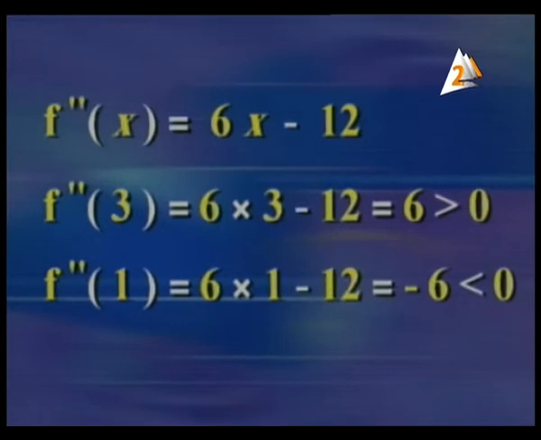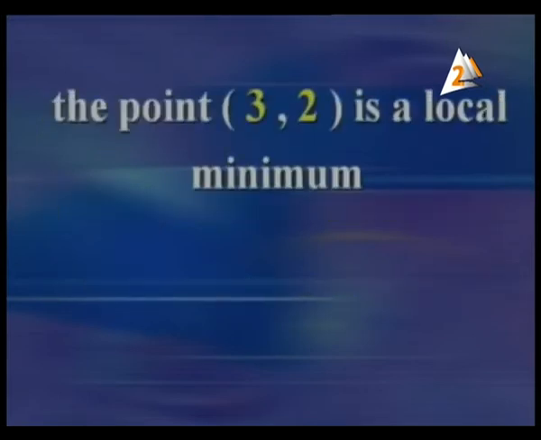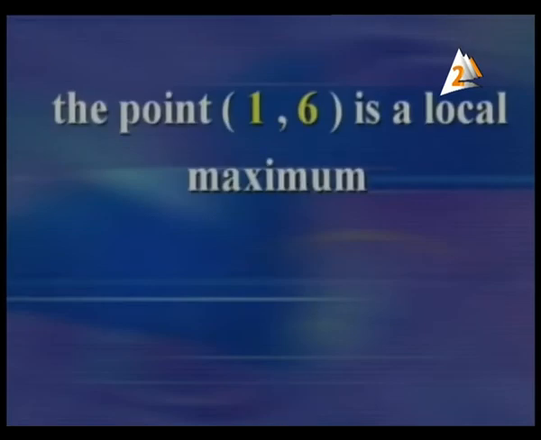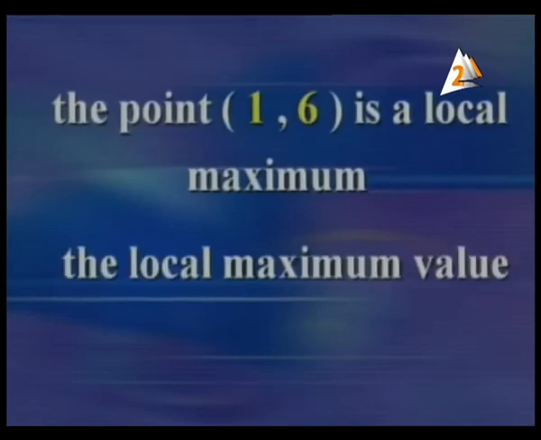Look, student. F double dash 1, also by substitution of x equals 1, gives negative 6, which is smaller than 0. What does it mean? Then the point (3, 2) is a local minimum. The local minimum value equals 2. When substituting 3, the local minimum value equals 2. Also, the point (1, 6) is a local maximum. The maximum value equals 6. When substituting x equals 1, the function's local maximum value equals 6.